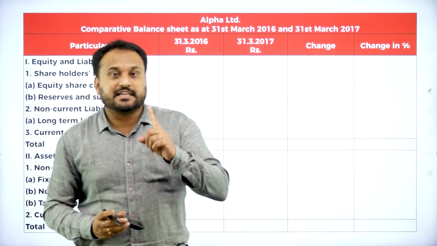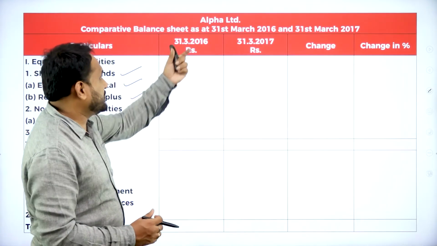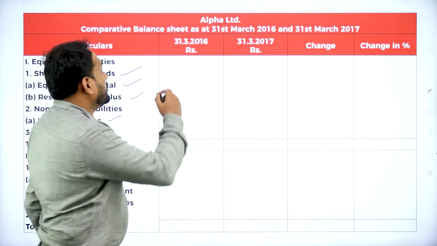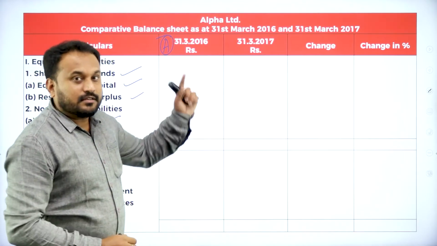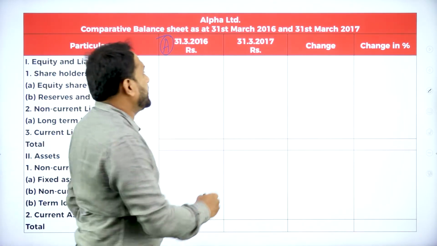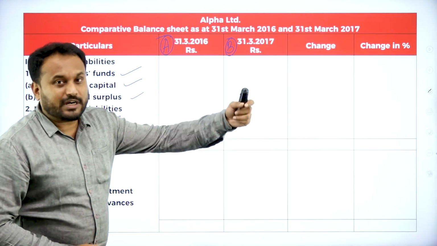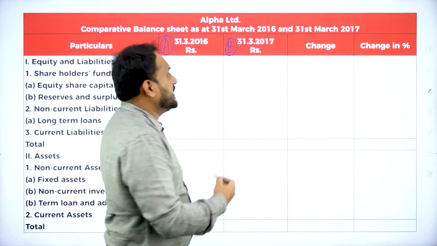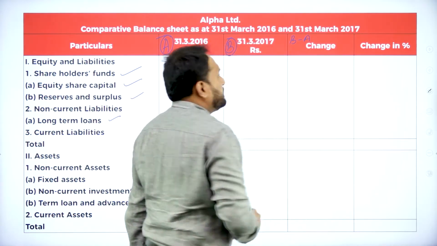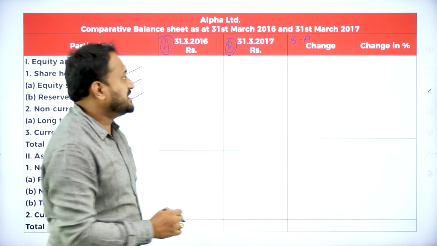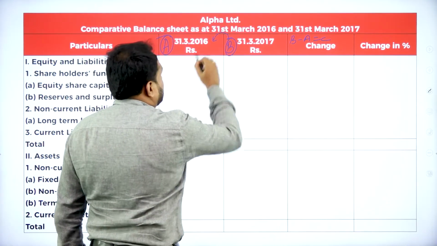Now the question says 2016, 2017. So which one will come in the first column? 2016. Denote this as A. Then 2017, denote this as B. Done. Now the change, how will you work out the change? That is B minus A. That is your C, the change is equal to C. So B minus A. Later we will do it.